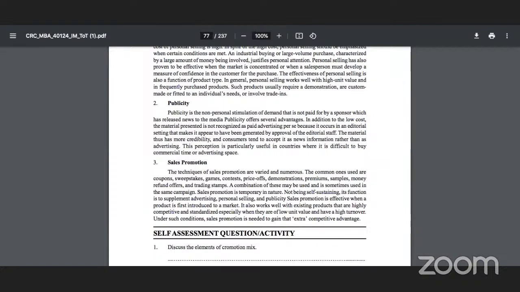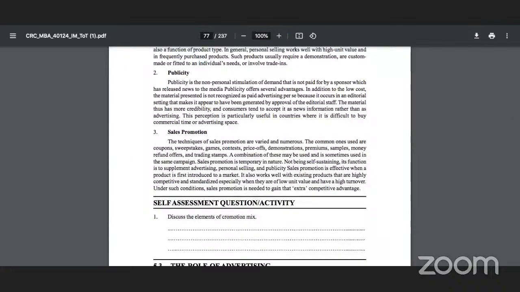The third one is sales promotion. So, what are the techniques of sales promotion? They are varied and numerous. The commonly used ones that we are all quite familiar with in one way or the other are coupons, games, contests, prize offers, sweepstakes, demonstrations, premiums, samples.